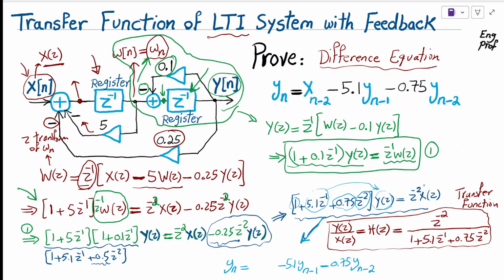And finally, on the other side, you have z minus 2 X(z), which obviously means two samples delayed of signal x[n], so it would be x[n minus 2]. And that is exactly what the target difference equation was stating, that y[n] is related to x[n] and previous samples of output via this difference equation.